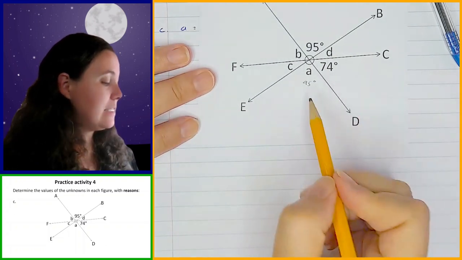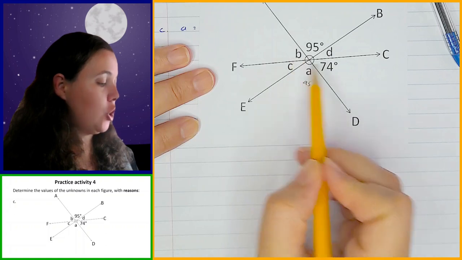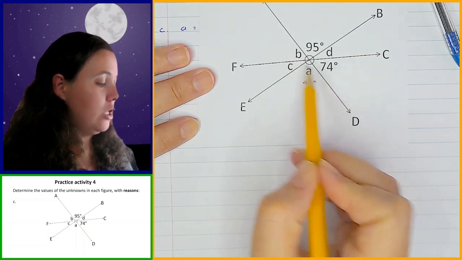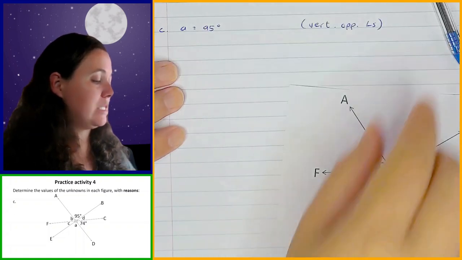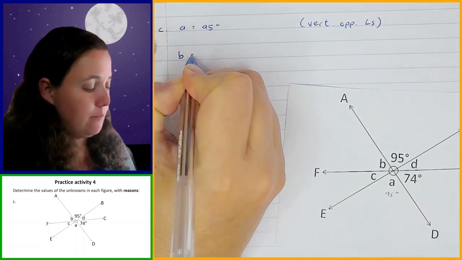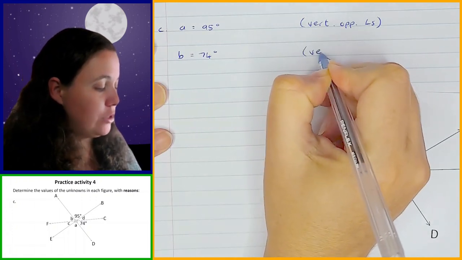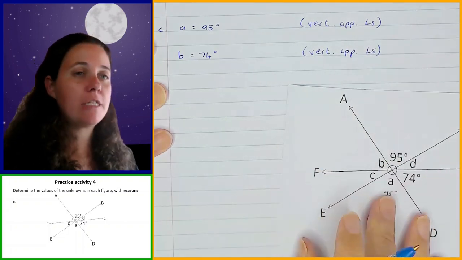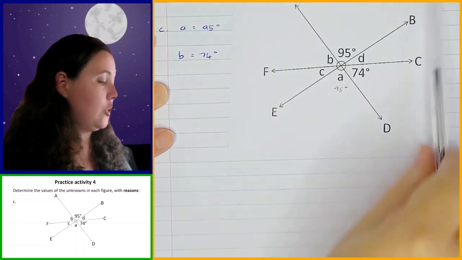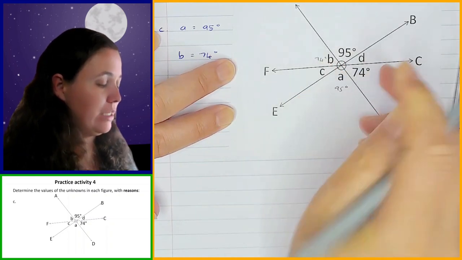Okay, next I'm going to work out B. Now B is this angle over here. It is opposite that angle. So they are vertically opposite. So they're also going to be equal. So I can just say B equals 74 degrees. And my reason there is also vertically opposite angles. Okay, so now I know what A is and I know what B is. So that is 74 degrees over there.